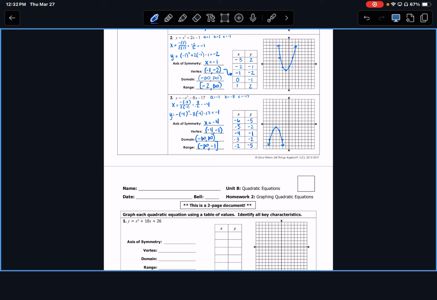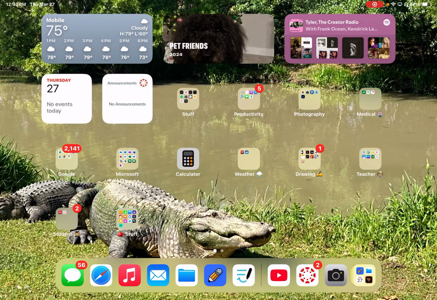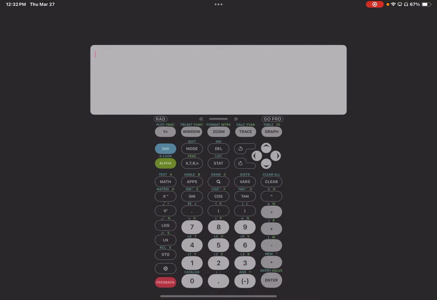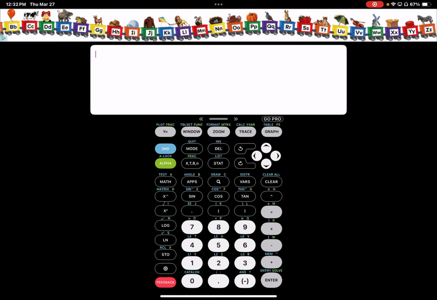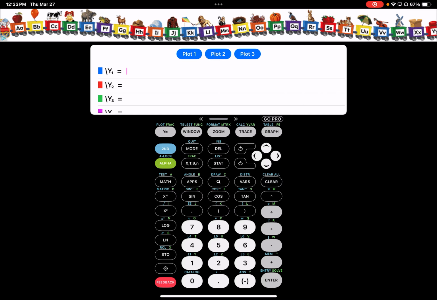But if you are working on these at home and you need a graphing calculator, remember the app Calculate 84. I think I actually have it on here. It's an alligator. I actually named it. Calculate 84, and it'll give you a screen that looks just like the TIs. So you would just do y equals, you can put in your equation and it'll do the same exact thing.